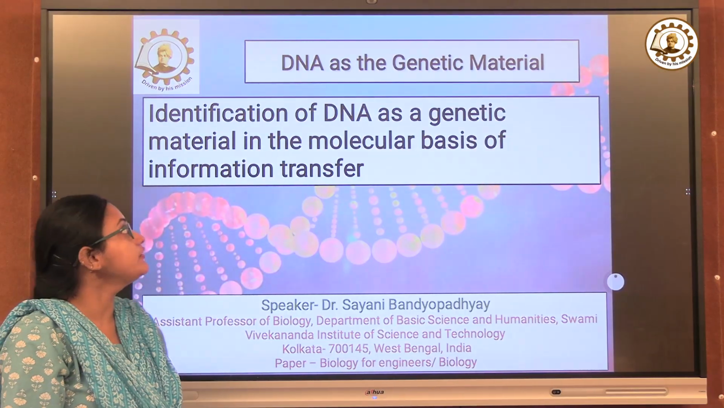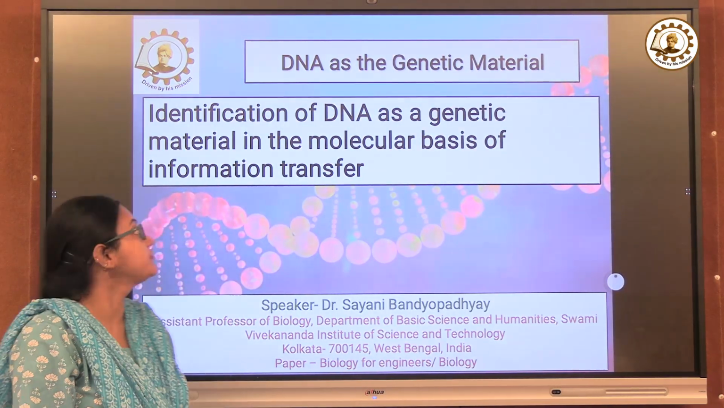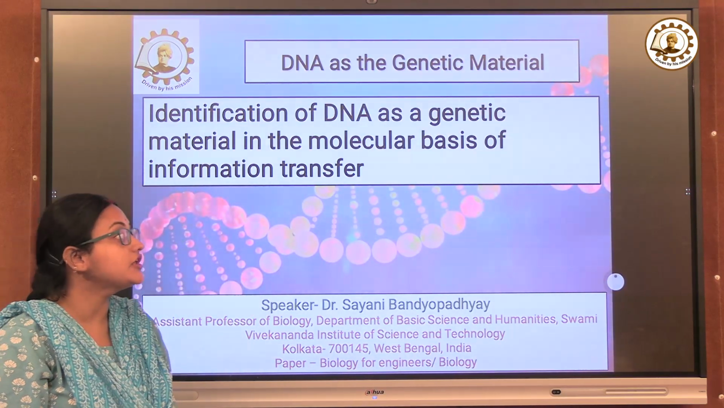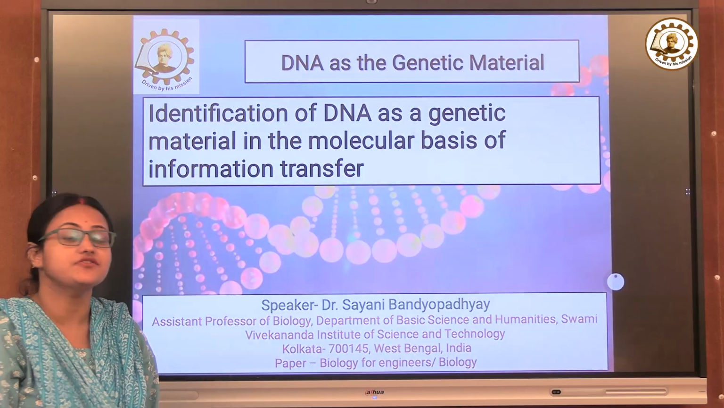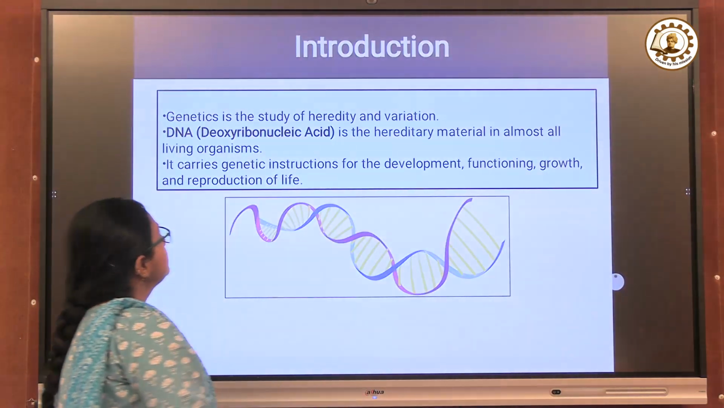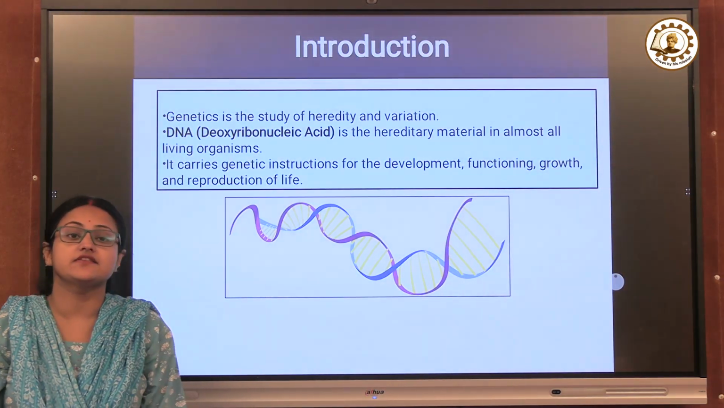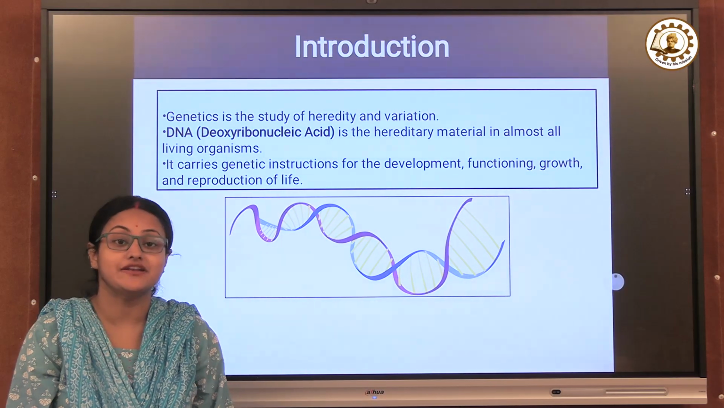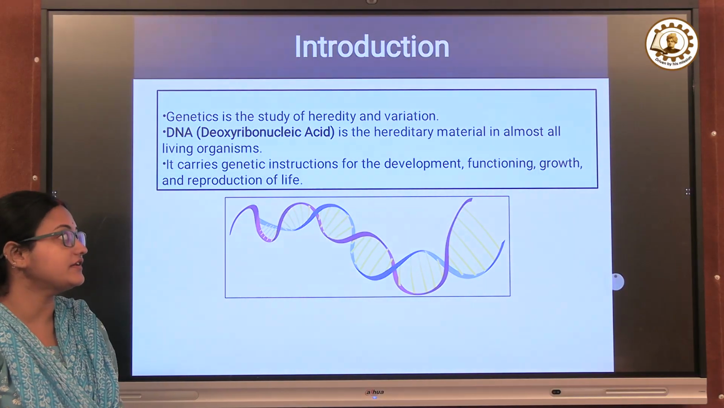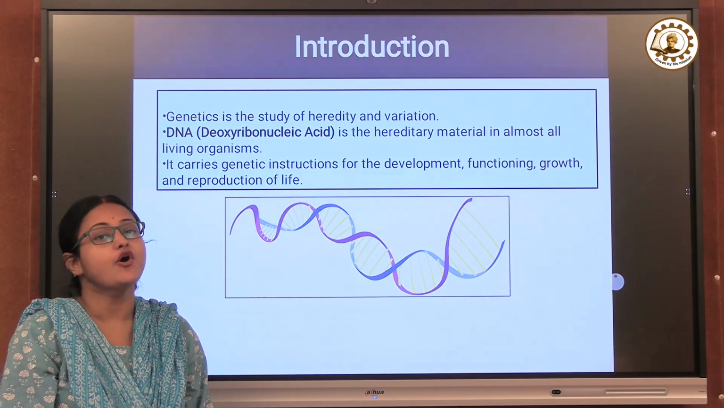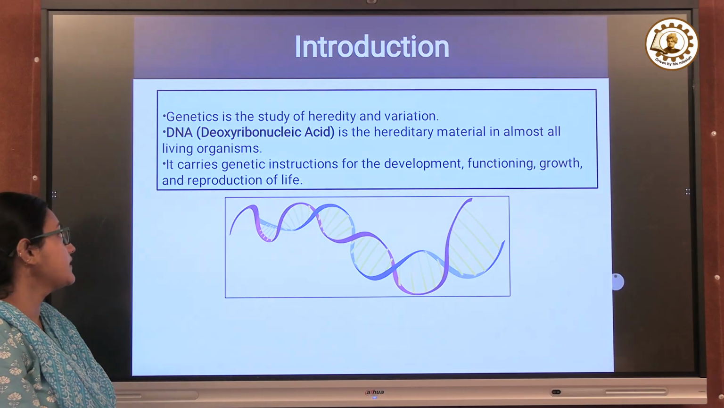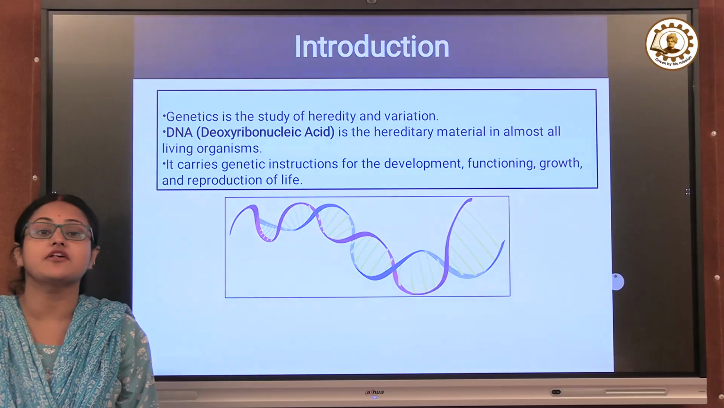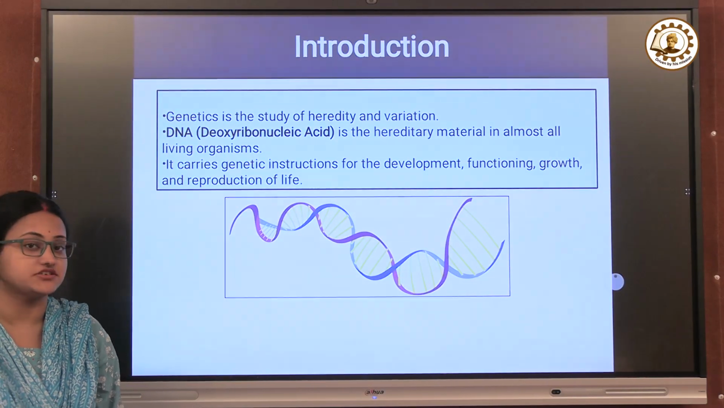Today we will discuss DNA as the genetic material. It is the identification of DNA as a genetic material in the molecular basis of the information transfer. So genetics is the study of heredity and variation, and DNA is the hereditary material. Deoxyribonucleic acid is the hereditary material in all living organisms, and it carries the genetic information, which is transferred from one generation to another generation.